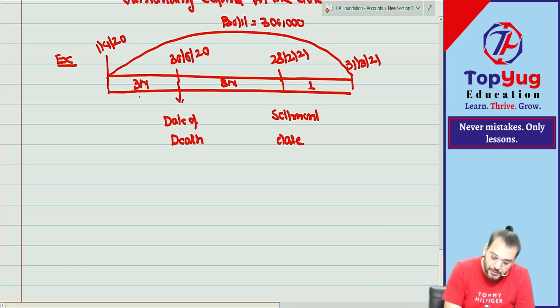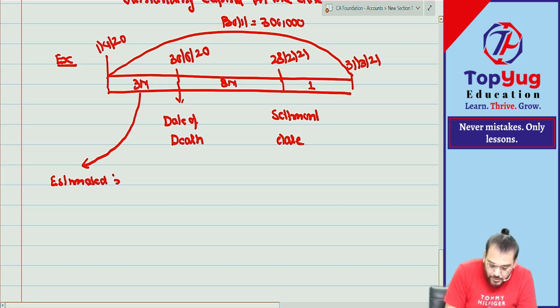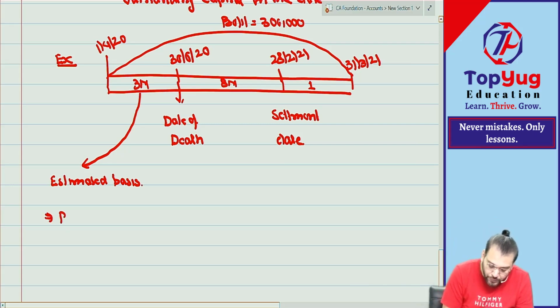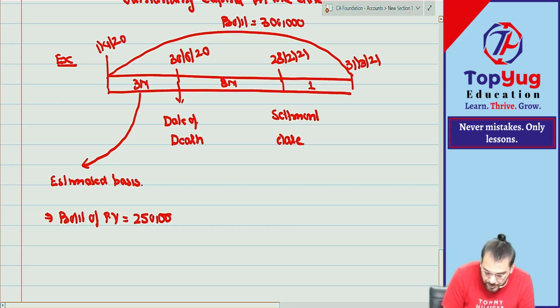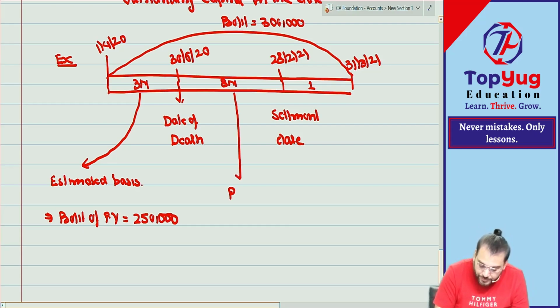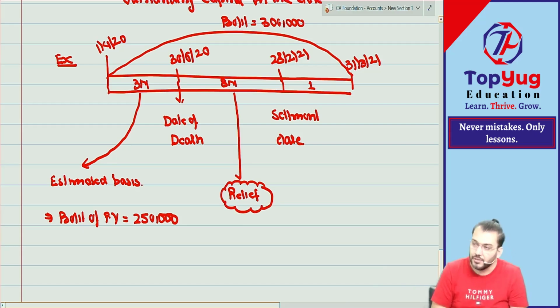Now batao. This profit will be calculated on estimated basis. Are you able to understand what I am saying? Estimated basis. And they will give you some estimation figure. So suppose this is based on profit of previous year. And suppose profit of previous year is 2,50,000. Correct? Can you say for 8 months they will be entitled to what? A relief. Relief. Correct?